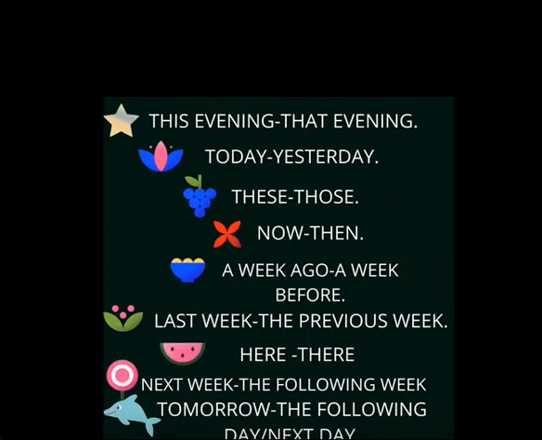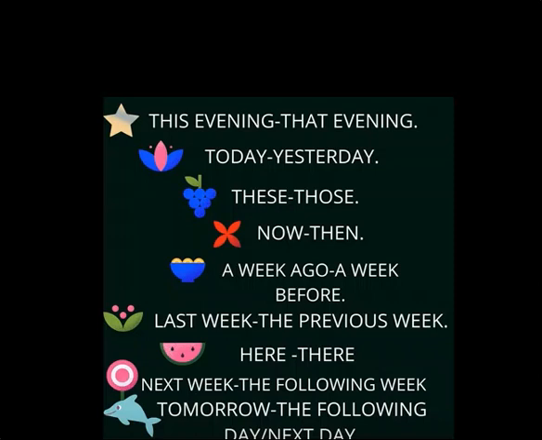Next, there are some other changes as well. Let's see them as well. This evening changes into that evening. Today to yesterday. These to those. Now to then. A week ago, a week before. Last week changes into the previous week.